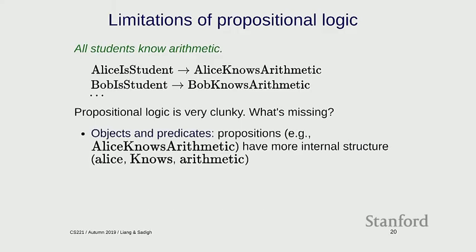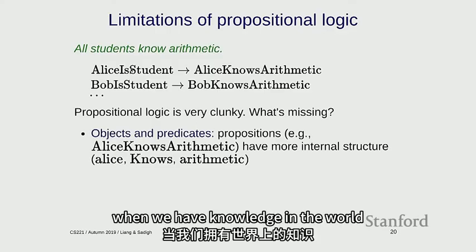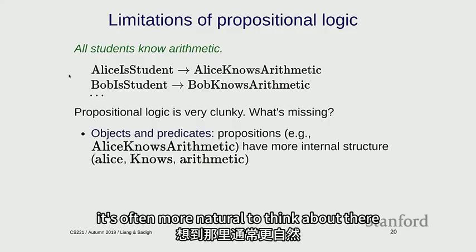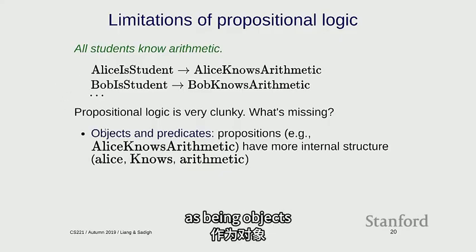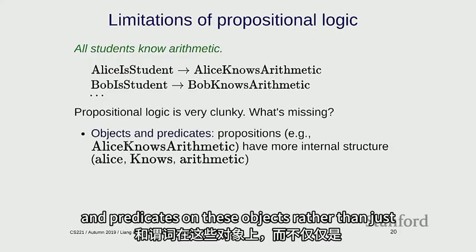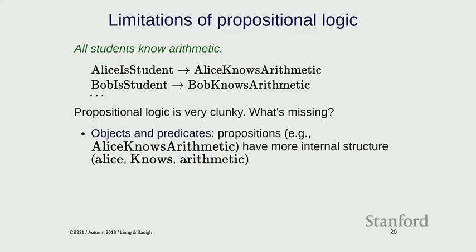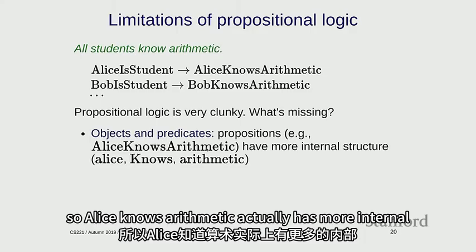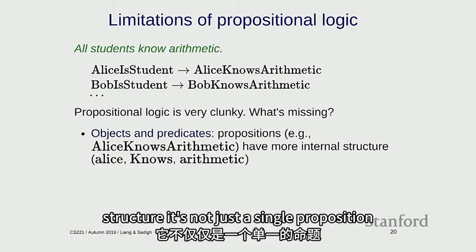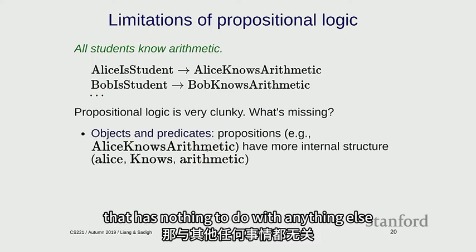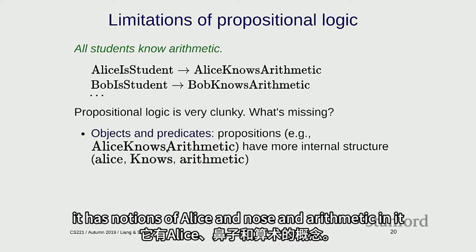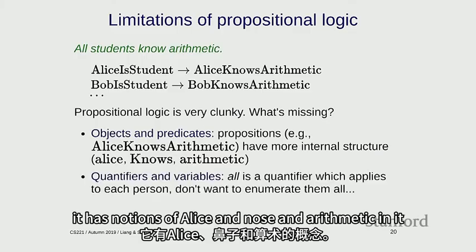What's missing? When we have knowledge in the world, it's often more natural to think about there being objects and predicates on these objects rather than just opaque propositions. So Alice knows arithmetic actually has more internal structure. It's not just a single proposition that has nothing to do with anything else. It has notions of Alice and knows and arithmetic in it.